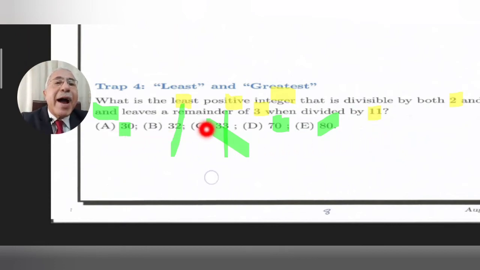30. 30 divided by 11 equals 2. 2 times 11 is 22, and the remaining will be 8. So this is not 3, so this is wrong. Let's see number D, 70. 70 divided by 11 equals 6. 6 times 11 is 66, and the remaining is 4. So it's not a 3. So this is wrong. Let's check 80. 80 divided by 11 gives me 7. 7 times 11 is 77, and then 80 minus 77 will give me 3. So the correct answer is 80.